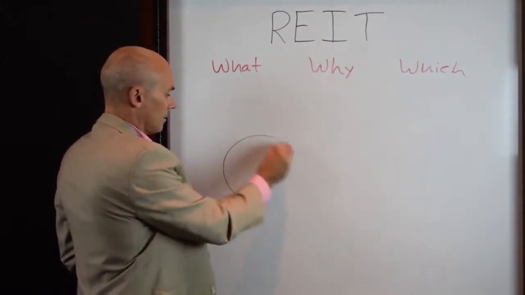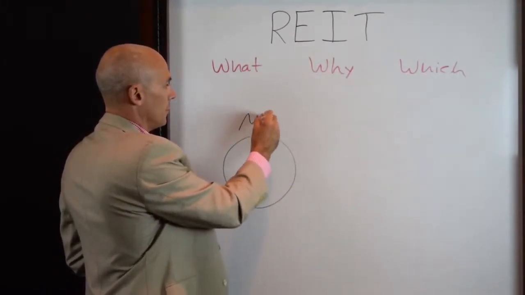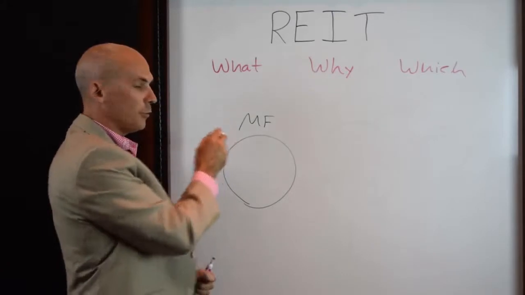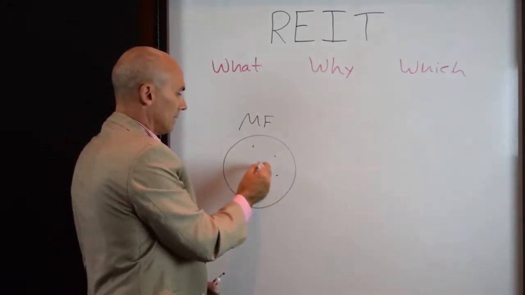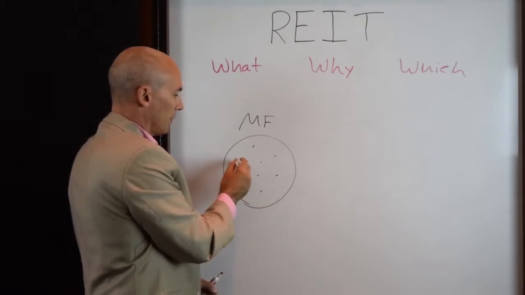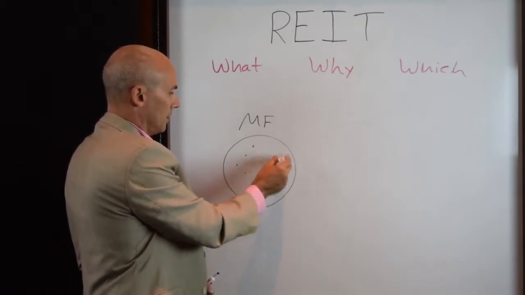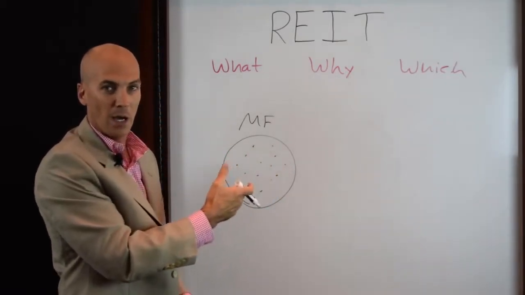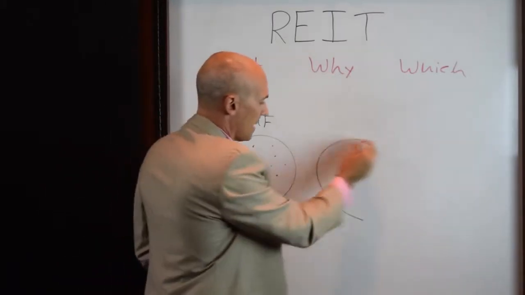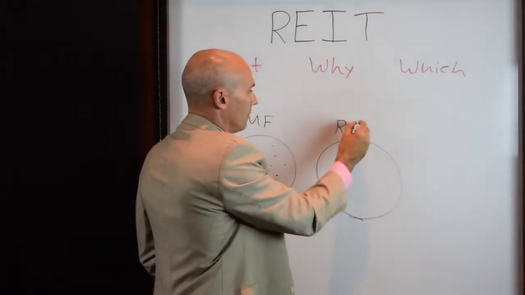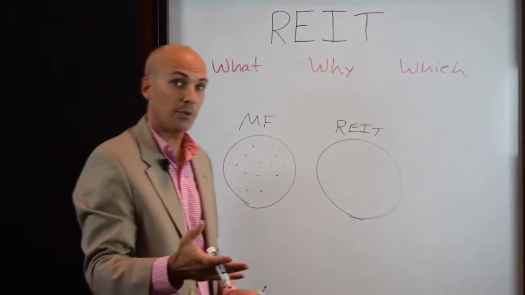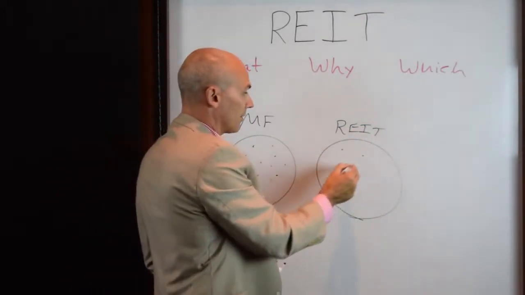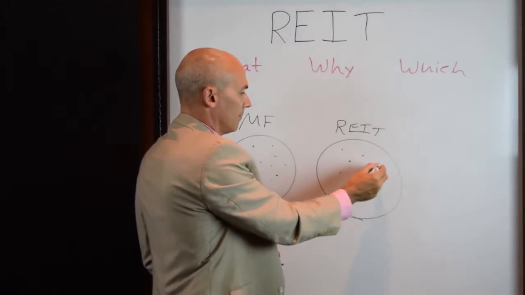Let's compare that for a moment to mutual funds. A mutual fund manager's job is to buy and sell individual securities within an overall portfolio. Maybe it's stocks, maybe it's bonds. A REIT manager's job is to acquire real estate, commercial real estate in particular, at the lowest possible price.